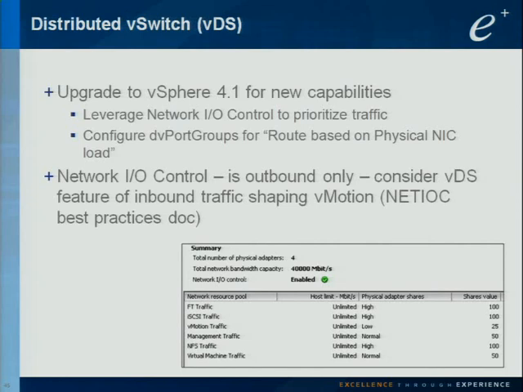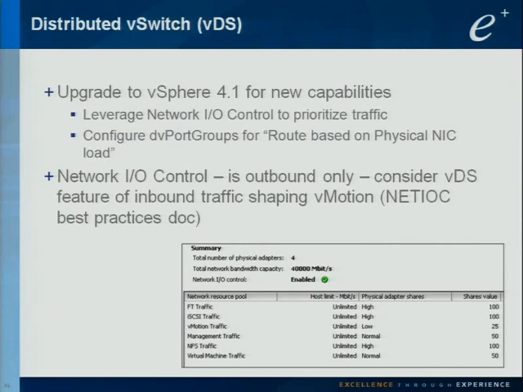So you're enabling these shares. You can allow everybody to use the 10 gig link. When you start to reach saturation, the lowest priority shares are going to get less traffic available to them. So definitely turn on network I/O control if you have a distributed vSwitch. And consider leveraging the load-based teaming option as well.